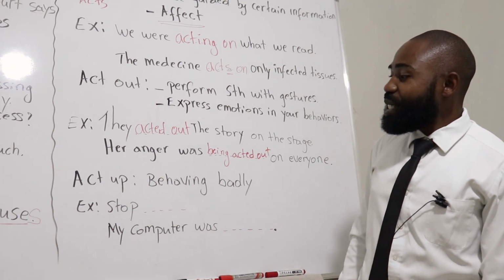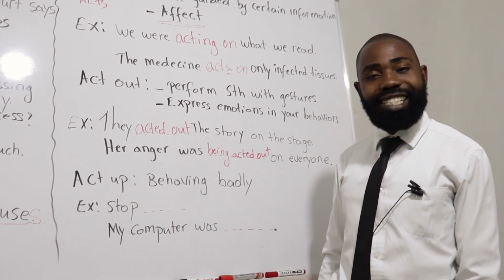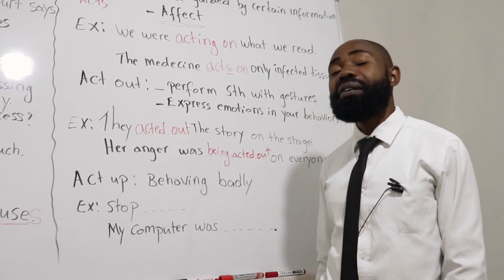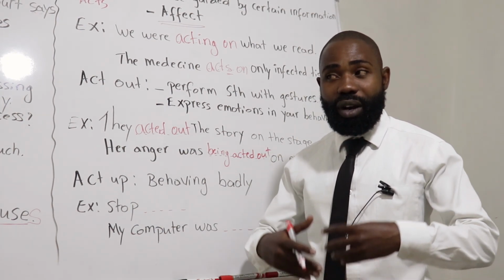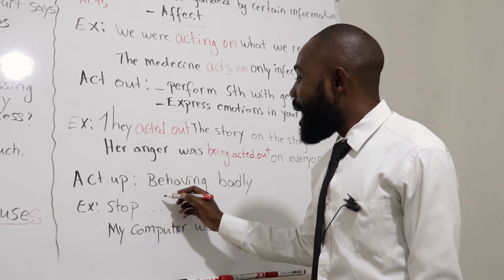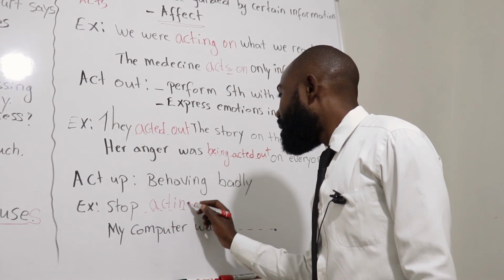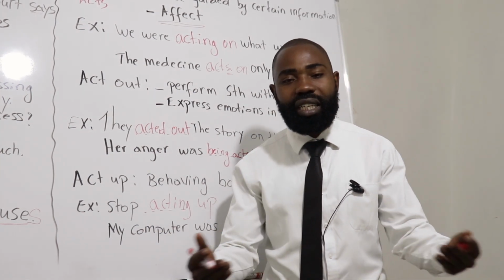So, next one, tujye kurangizaho ni act up. Act up bisobanura behaving badly. Behaving badly bisobanura kwitwara nabi. Example, stop acting up. Stop acting up. Ikira kwitwara nabi.